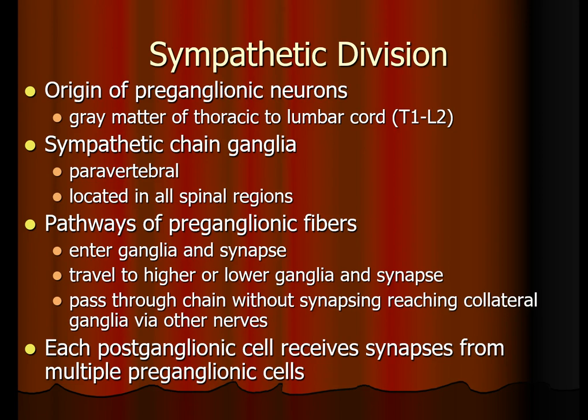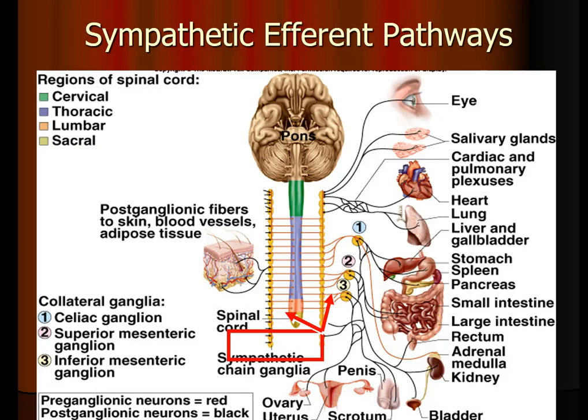Each postganglionic cell receives synapses from multiple preganglionic cells. Okay, so that hasn't changed. We knew that. That's how we process all this information. They're all the pre's getting to vote, telling the post what to do or what not to do. So here's kind of the hairy picture. All right? Don't let all the things on there overwhelm you.